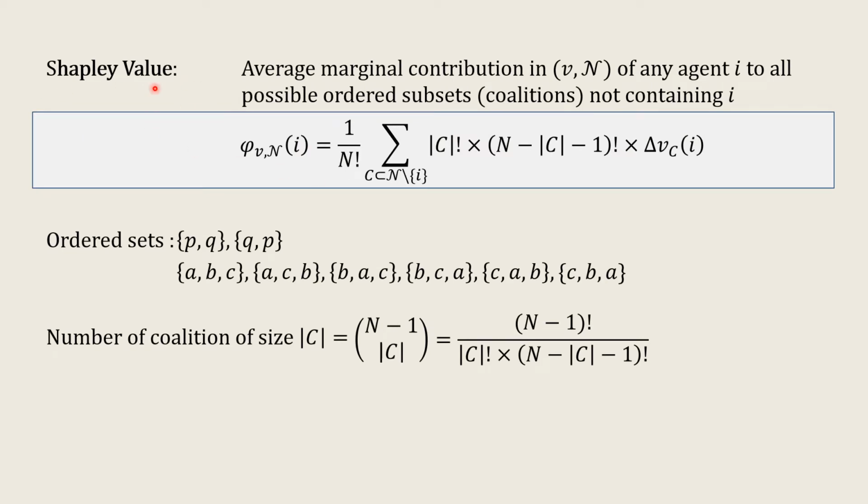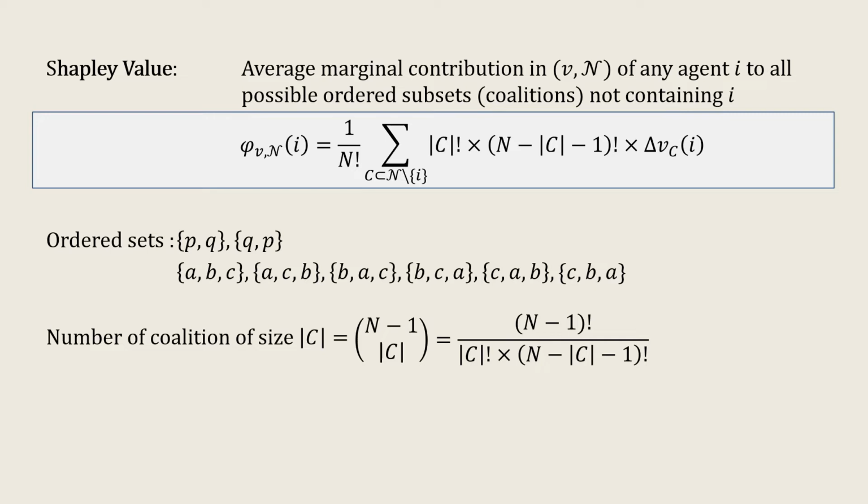Formally, the Shapley value of an agent i is its average marginal contribution in the coalition game (V, N) of that agent i to all possible ordered subsets or coalitions not containing agent i. This is how we denote the Shapley value of agent i: ψ_{V,N}(i). Note that this Greek letter can be pronounced either psi or psi. Both are equal.